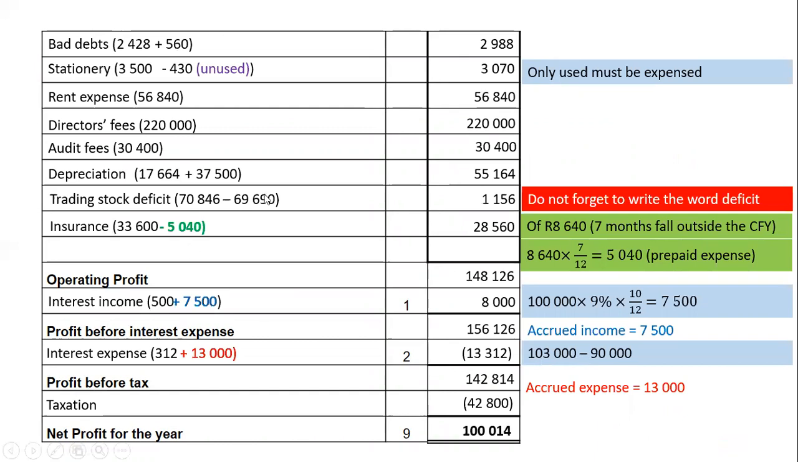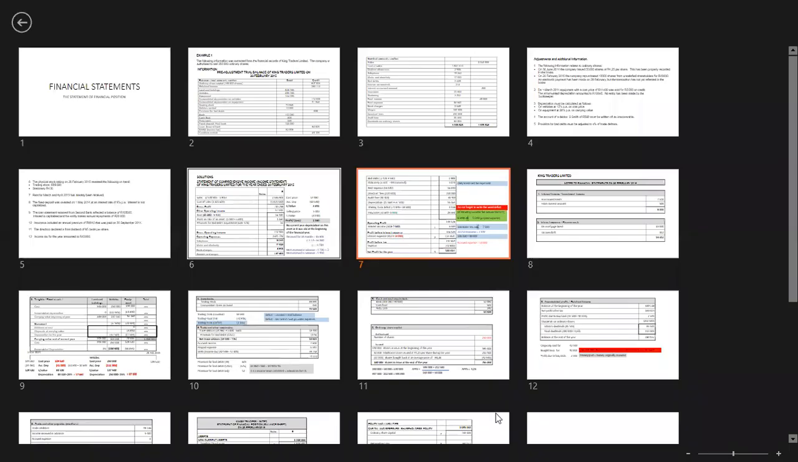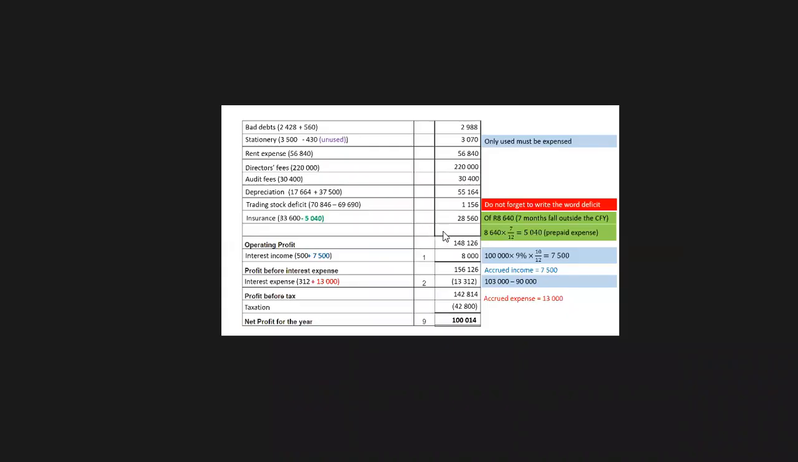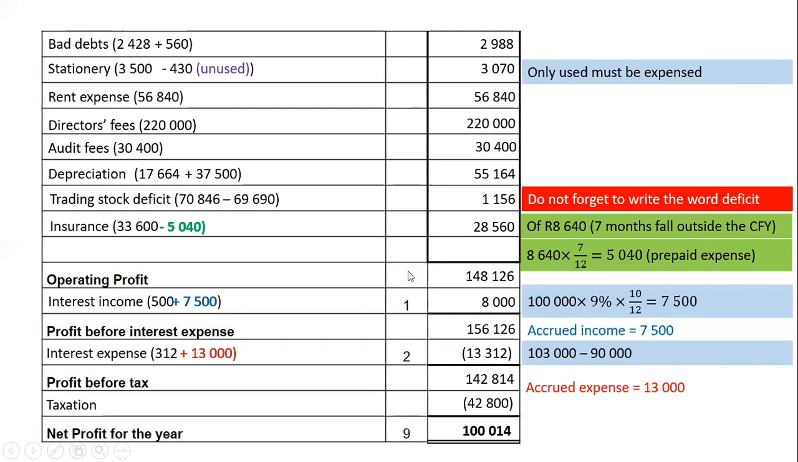Now, when I add all these expenses here and add it with all these expenses here, I will get the 624,776. You will take 772,000 minus 624,776. It will give me this value here, which is my operating profit. So operating profit will be 148,126. You add it with your interest income.